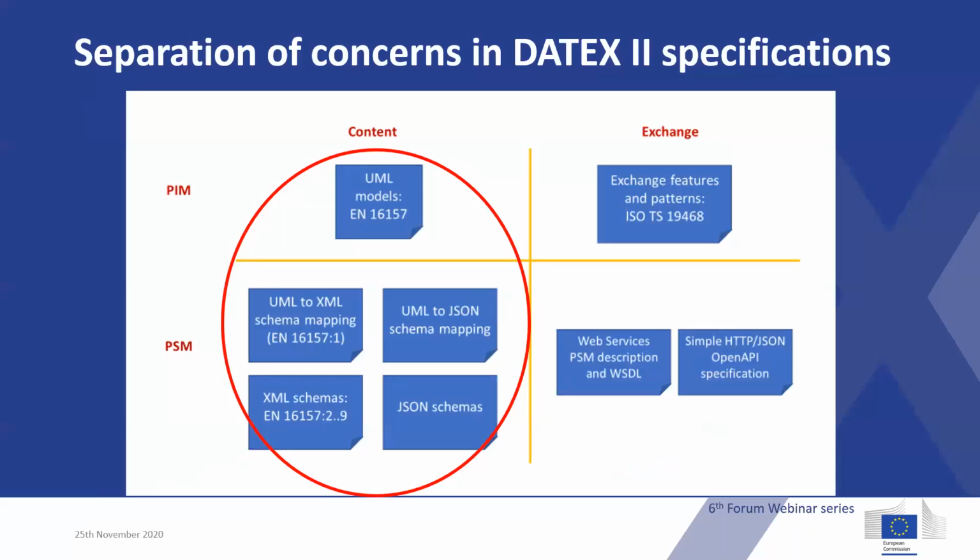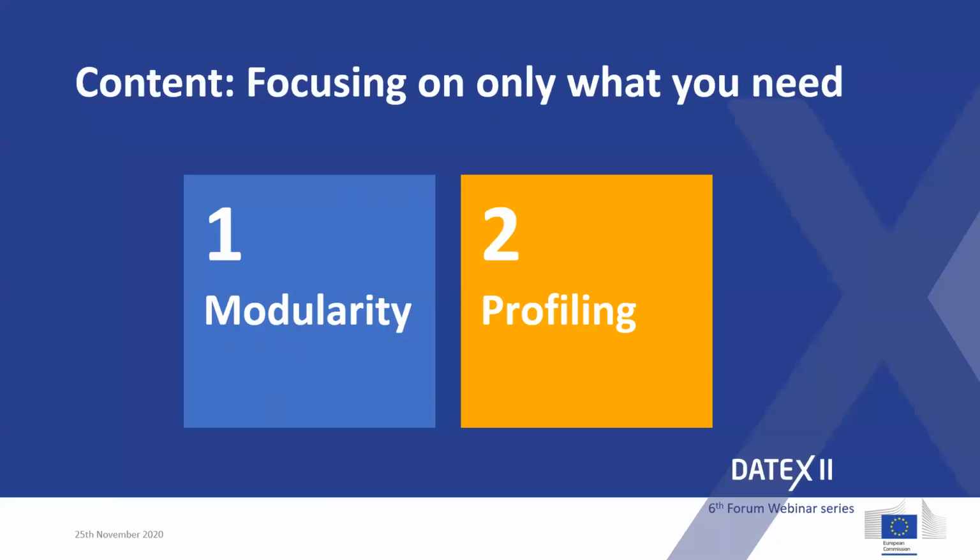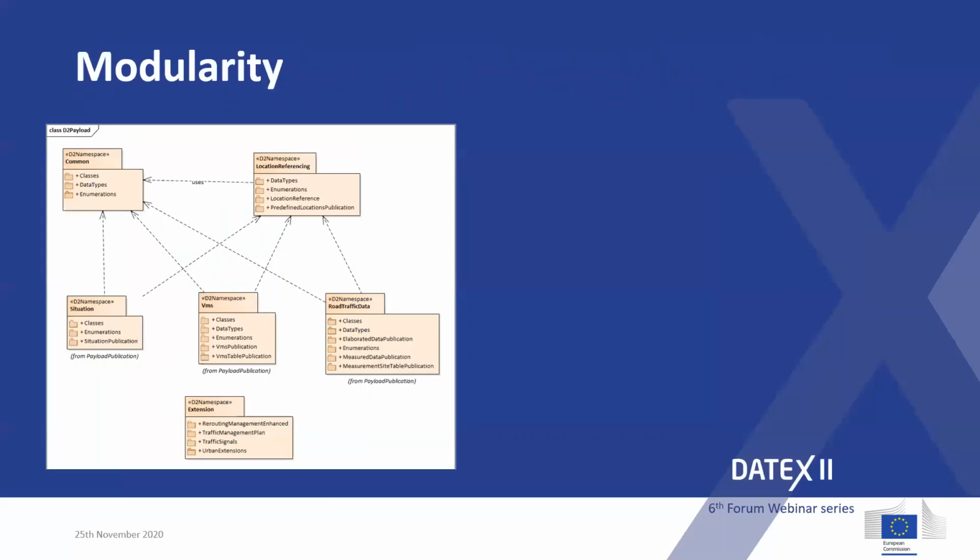Before I leave content, I want to talk about some more important features on the content side. Two features which allow application developers to focus only on what they need are modularity and profiling. Modularity is important. It was introduced, I think this has been said already this morning, in version 3 and has supported the growth of DATEX to cover lots of new application areas. They can be put in new modules where not every application needs every module. And this is a definite advance from the old version 2.